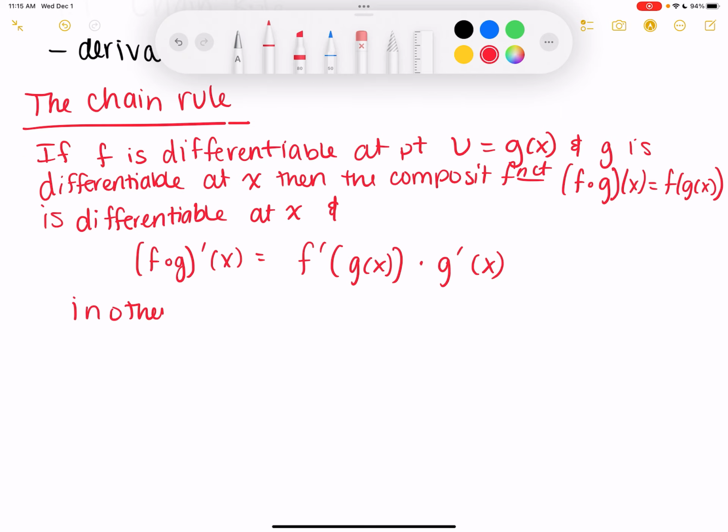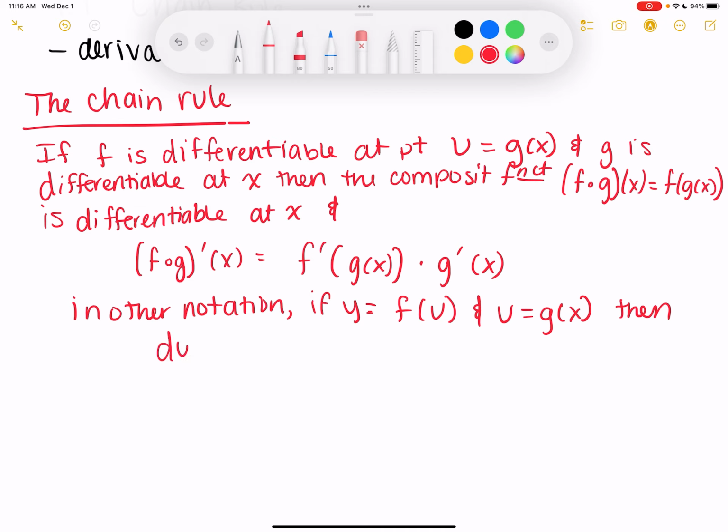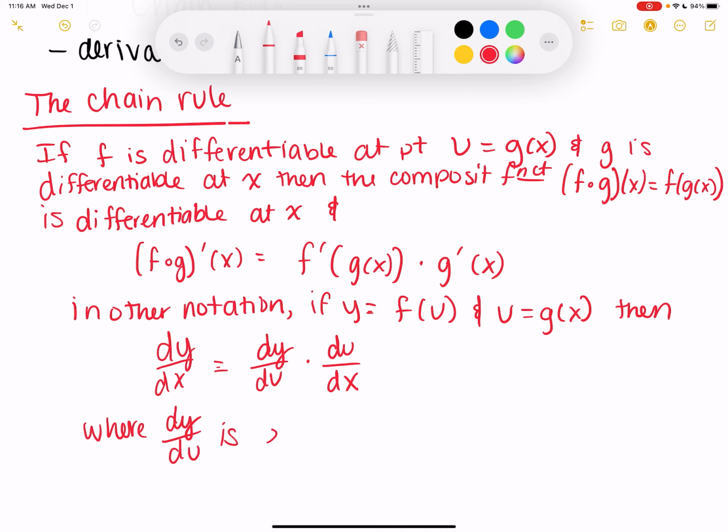In other notation, if y is equal to f of u and u is equal to g of x, then dy dx is equal to dy du times du dx, where dy du is evaluated at u is equal to g of x.